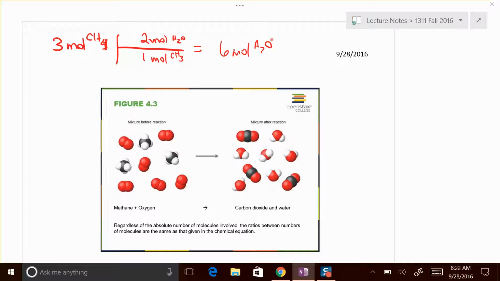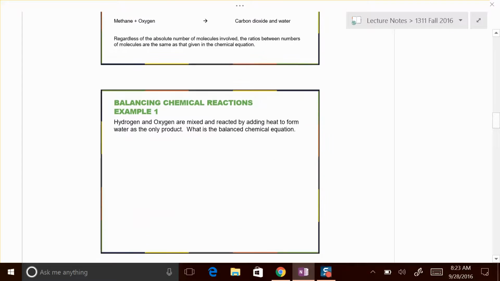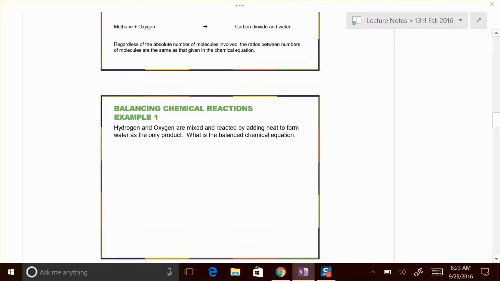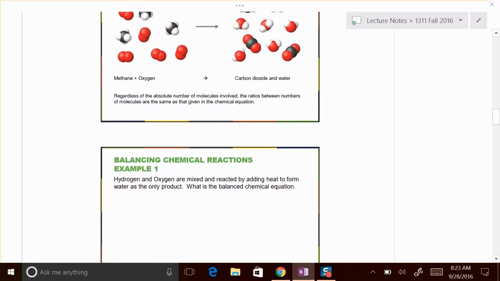This is how we're going to begin to develop these ideas of how I can predict how much I should make, or set up a chemical reaction. If I want to produce a certain amount, how much do I need to start out with? This is really the heart of chemistry, being able to know how much product or reactant you need to begin with, or how much you're going to produce in a chemical reaction. All right, so let's talk about balancing chemical reactions.